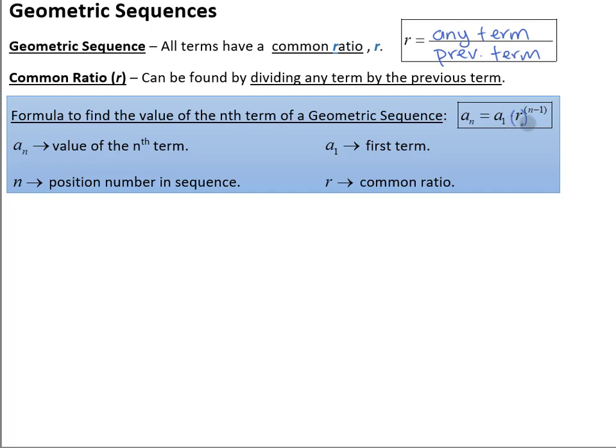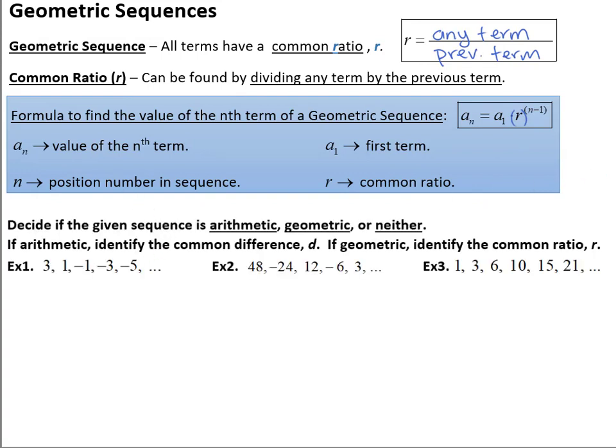in which case you have to have parentheses. The common ratio is raised to the n minus 1, where n is the number in our sequence we're trying to find. If you're trying to find the 10th term, you'd plug in 10 for n. So n is your position number in the sequence. We're going to leave those parentheses there.